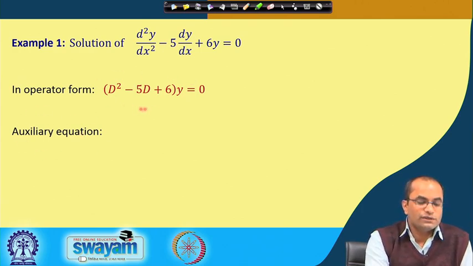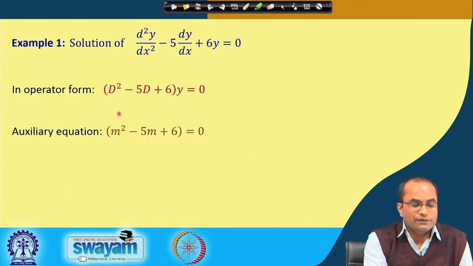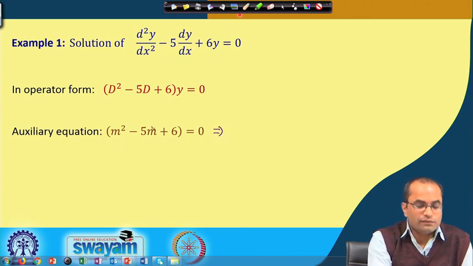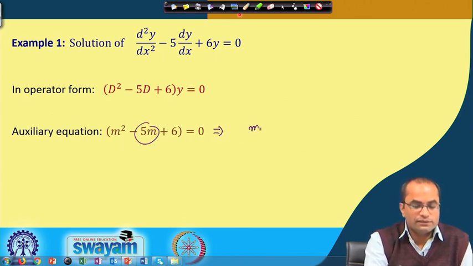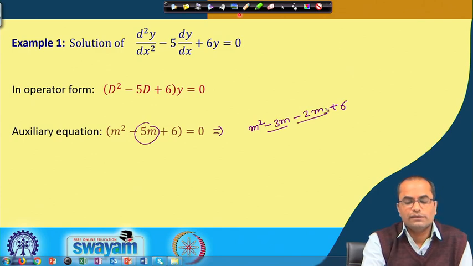The auxiliary equation corresponding to this will be just we can replace this D by m. So, we have here m squared minus 5m plus 6, and we want to solve this equation, which in this case is a simple one. So, this minus 5m we have written as minus 3m and minus 2m.